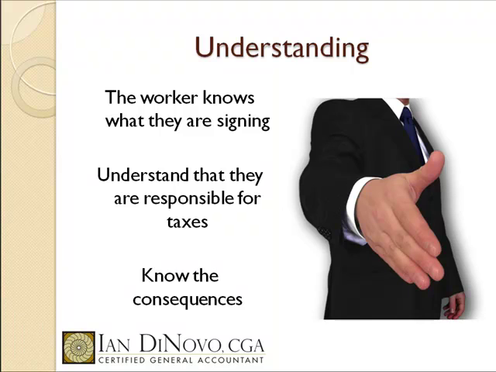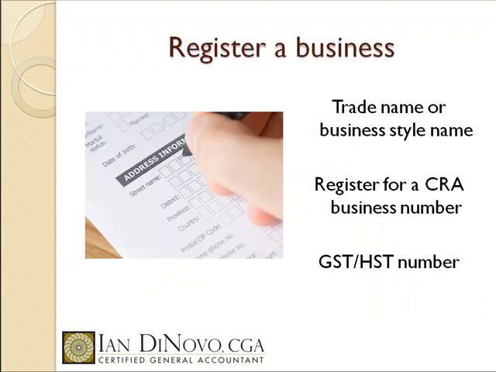It's very, very important. Now, because they're subcontractors or independent contractors, have them register a business. Make sure they have a business. They can do this simply by paying $60 or $80 for registering a business with the province, register with the Canada Revenue Agency for a business number, and if their total revenues are over that $30,000 threshold for GST, HST, make sure they have a GST, HST number.